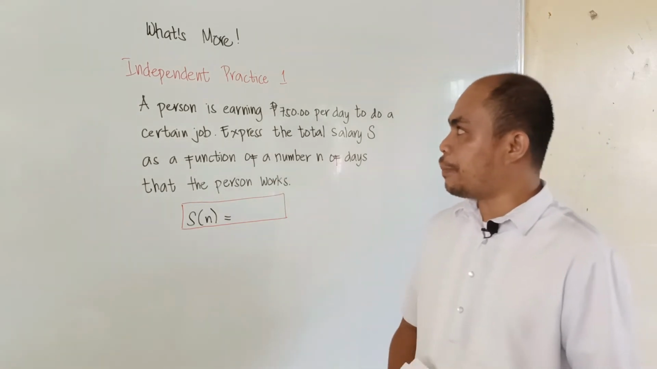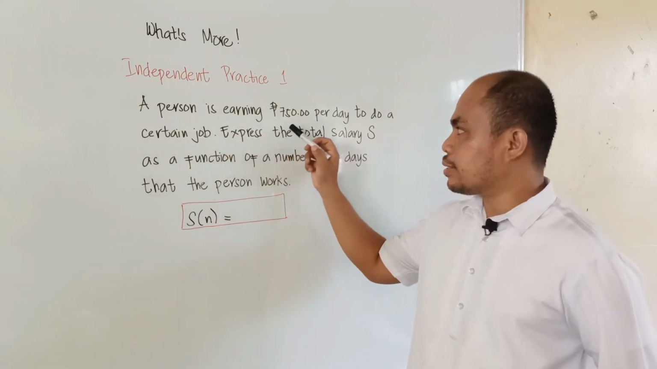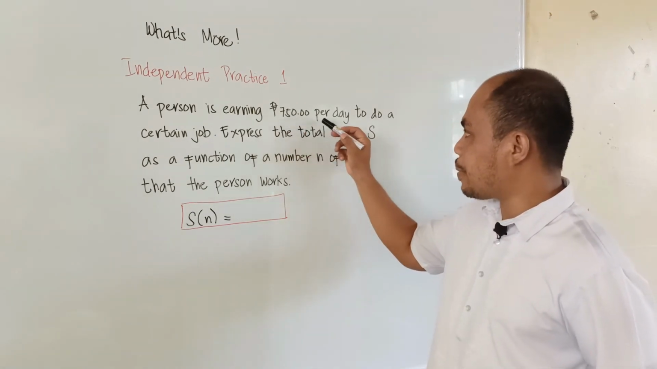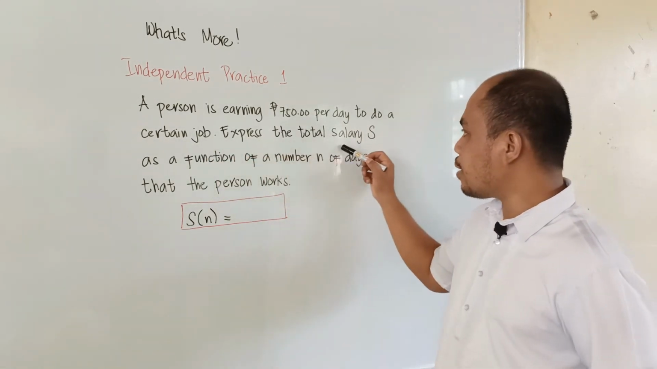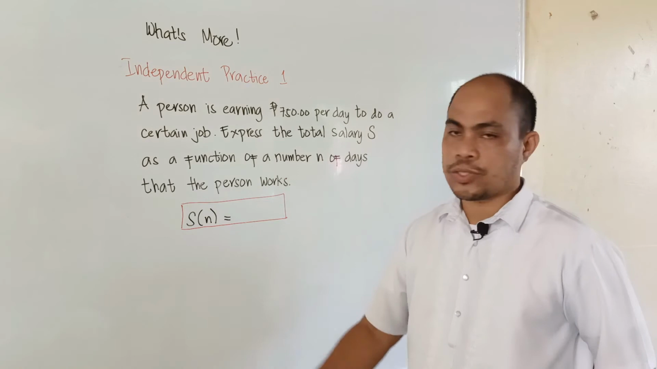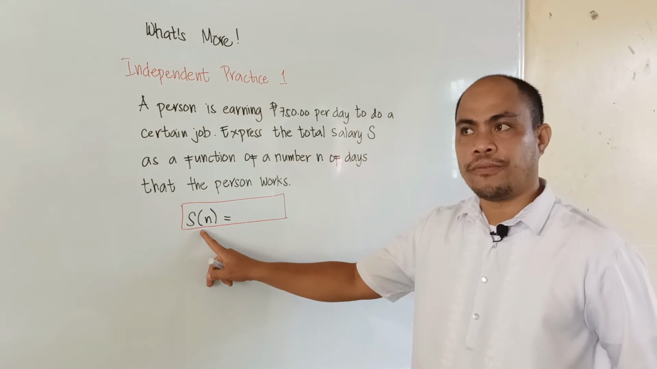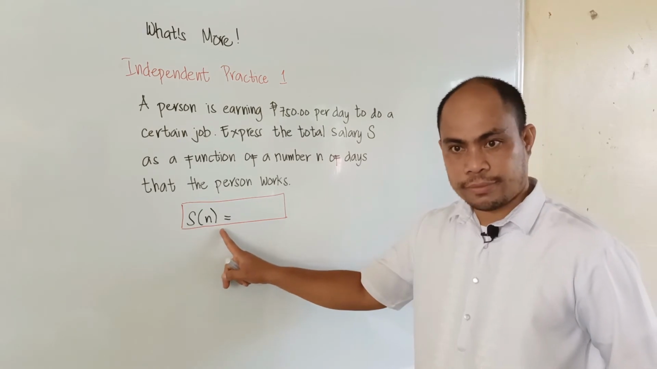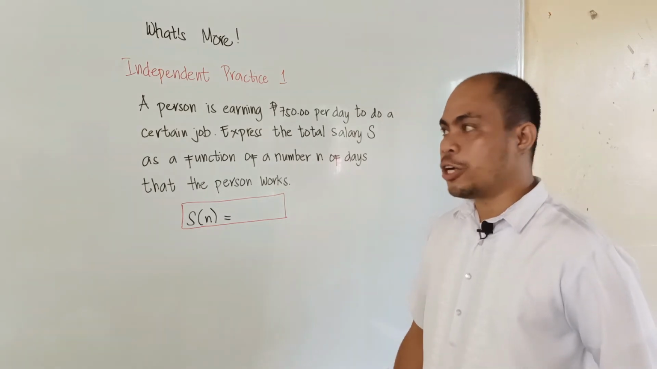Now, for independent practice, the problem is a person is earning 750 pesos per day. Take note, 750 pesos per day to do a certain job. Express the total salary S as a function of the number N of days that a person works. Now, how do we express this one in this kind of function? By the way, class, this is read as S of N. S of N. Or S is a function of N. S of N. Now, how do we write this one?